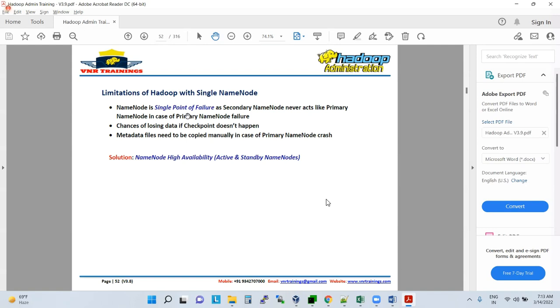So the second problem is also not there in Hadoop 2.x. And metadata files needing to be copied manually in case of a primary name node crash, even this problem is not there. Metadata files are already there in a common place, so no need to worry about the third point also. These are the limitations raised by customers in 1.x, and these limitations are taken care of in Hadoop 2.x. But while they were taking care of these limitations, they got another limitation.